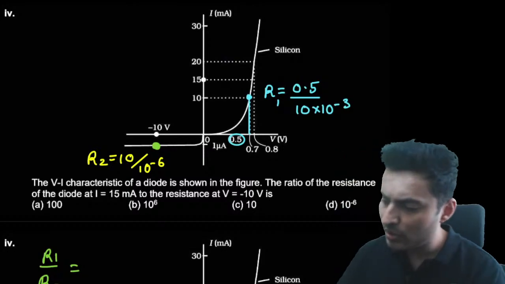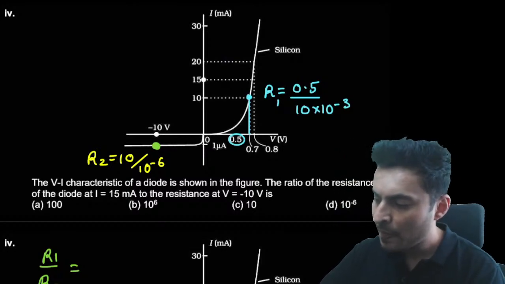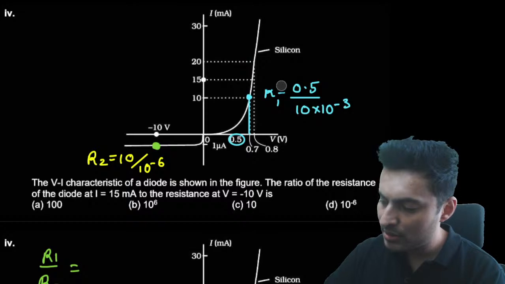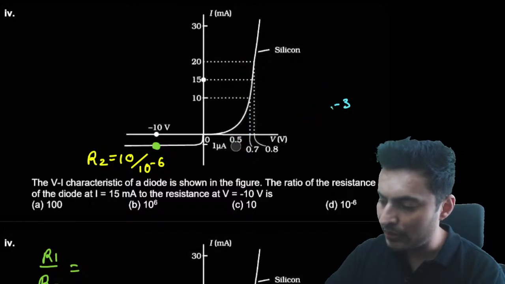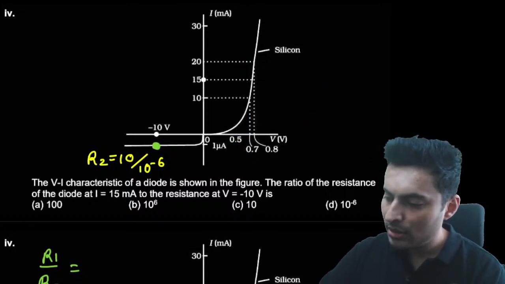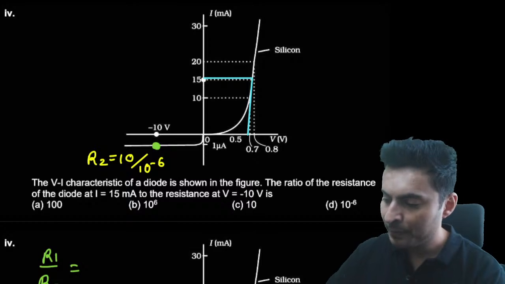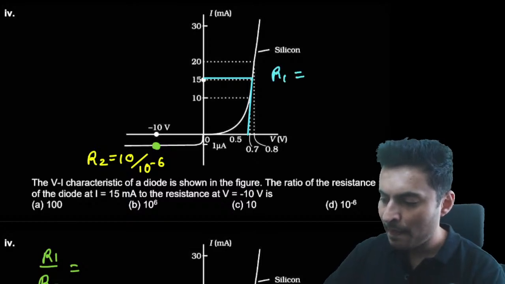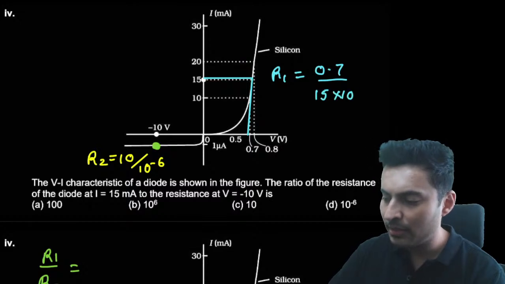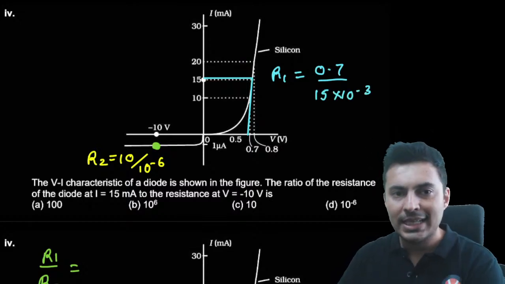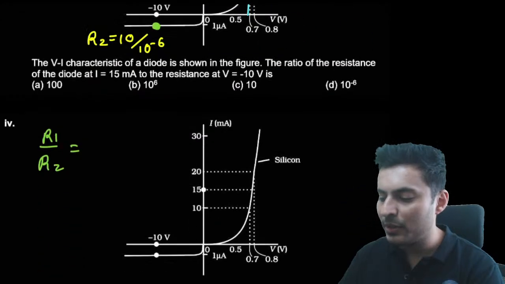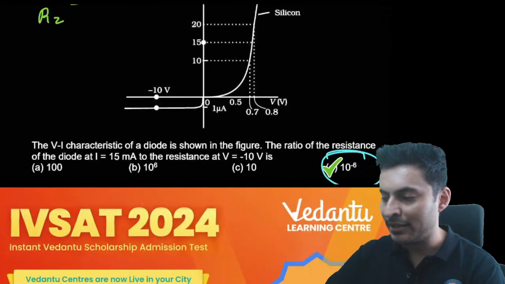Sorry, it was 15 milliamperes. My bad, guys. It was 15 milliamperes. So I think I took the wrong value. So this is 15 milliamperes. This is the one which we have to take. So R1 will be 0.7 by 15 into 10 to the power minus 3. So do the math. Now divide R1 with R2 and see if you get it as 10 to the power minus 8.